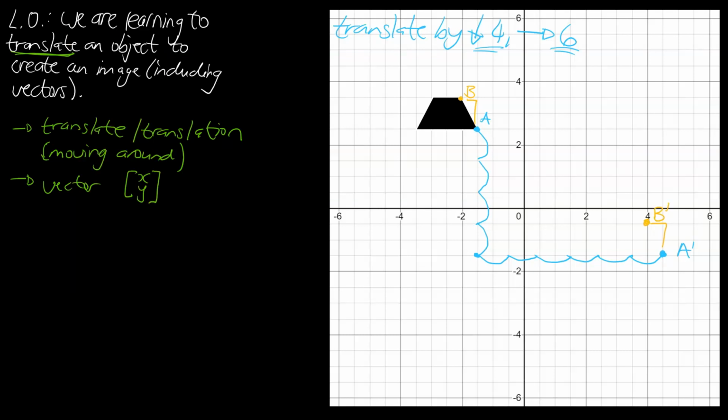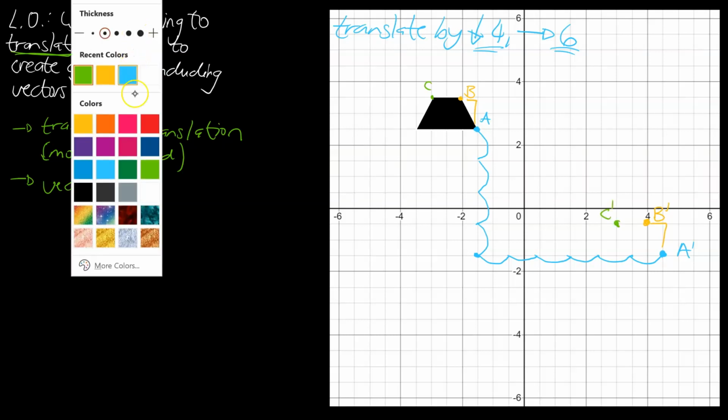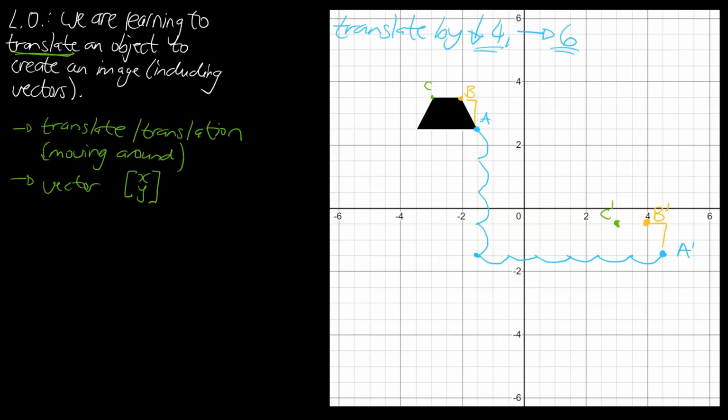We'll change to green. We can then do the same for point C. Point C is just across 2 units. So there is C prime. And then finally, going across 1 and down 2 gets us to D. So that's D, and that would be D prime. And we can connect those dots. And we've translated or moved our trapezium. We've gone down 4 and across 6.